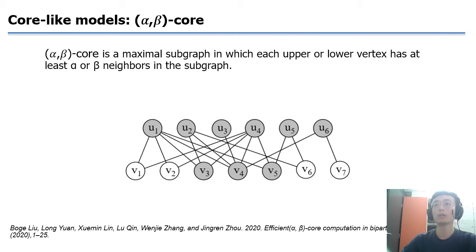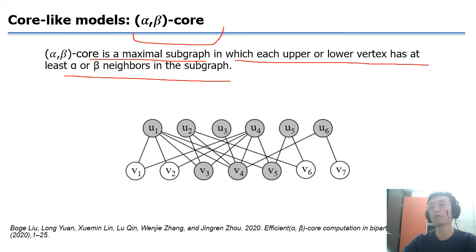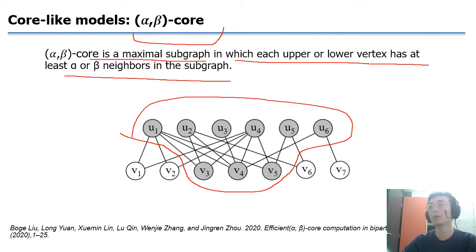Specifically, by using the degree function, the alpha-beta core model is further investigated. So the alpha-beta core is the maximal subgraph in which each upper or lower layer vertex has at least alpha or beta neighbors in the subgraph. And here is an example of the (1,3)-core. This is because each upper layer vertex has at least one neighbor, and the lower layer vertices have at least three neighbors.